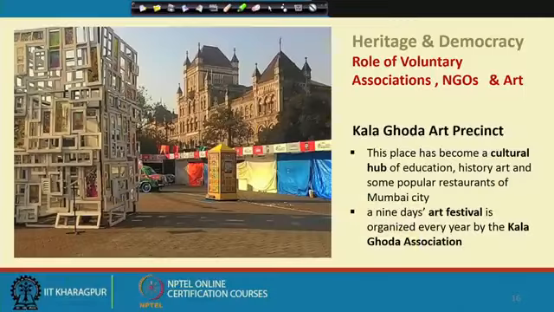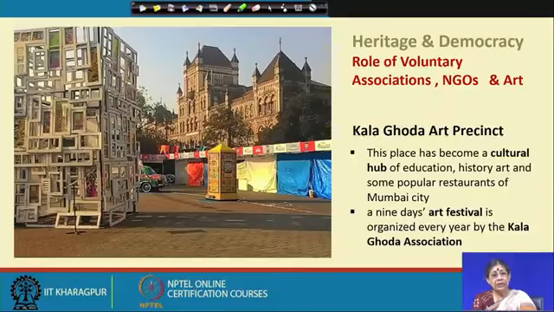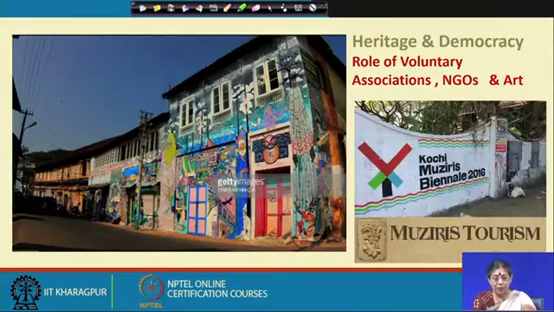And this is not only in Calcutta. We know the Kala Ghoda art precinct in Fort Bombay, how it has now become a very important cultural activity center, for education, history, art and some popular restaurants. So it has given a new meaning to that area. The nine day art festival is organized by the Kala Ghoda Association, and people come there from all places, see it, enjoy and experience it. The experiential aspect of the heritage area can only be brought into focus through all these art activities, involving the local people and the stakeholders.